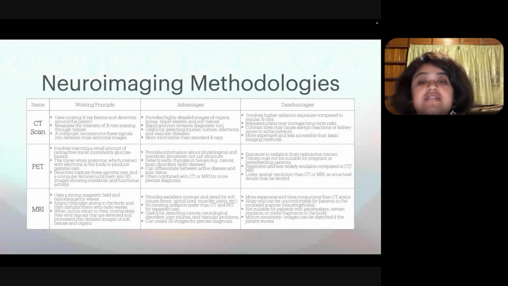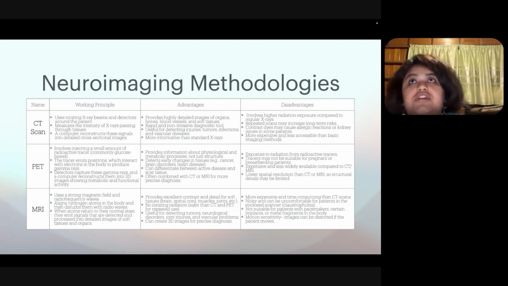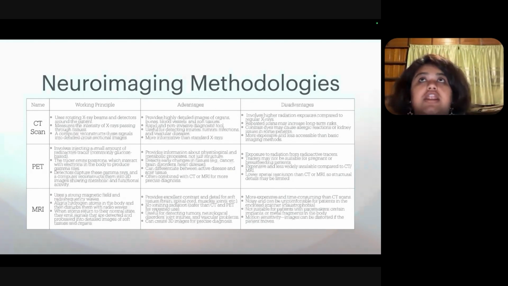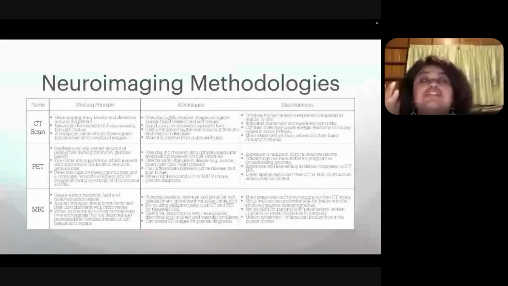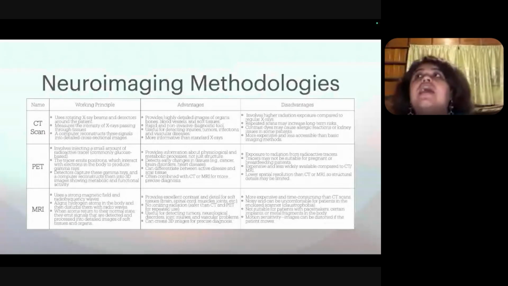So as you can see, it has its own advantages. It provides information about physiological and metabolic processes. It also can detect early changes in cancer, like I talked about the progression of the disease, right? So because it involves a radioactive tracer, it can also predict how the cancer is going to develop eventually, because it can always detect the changes in your internal peptides, proteins, and if there is any abnormal deposition, it can actually detect very early compared to CT scan.